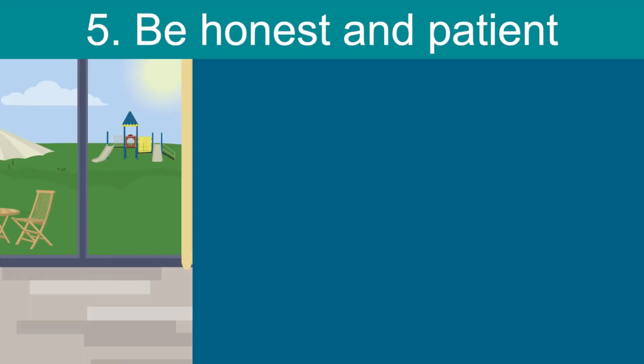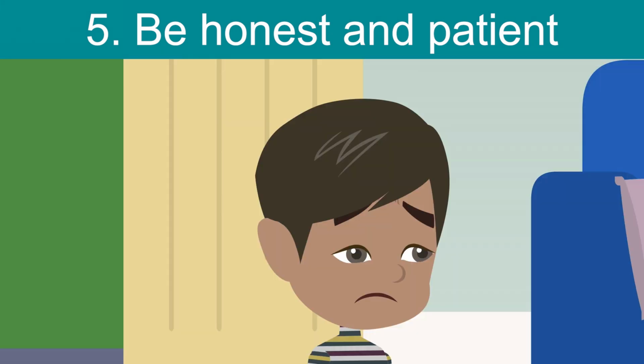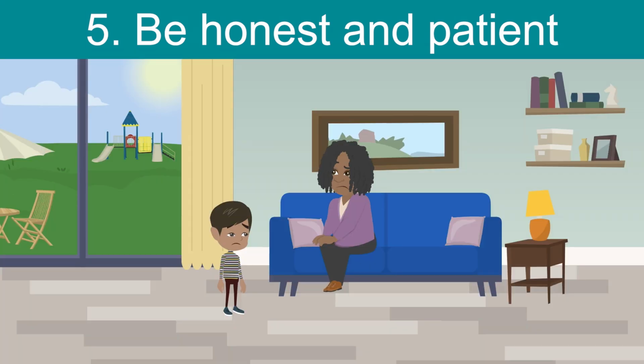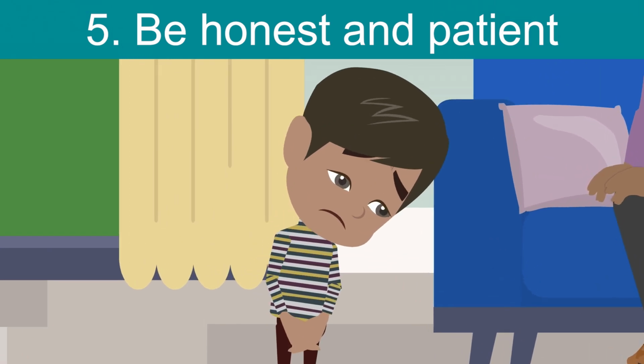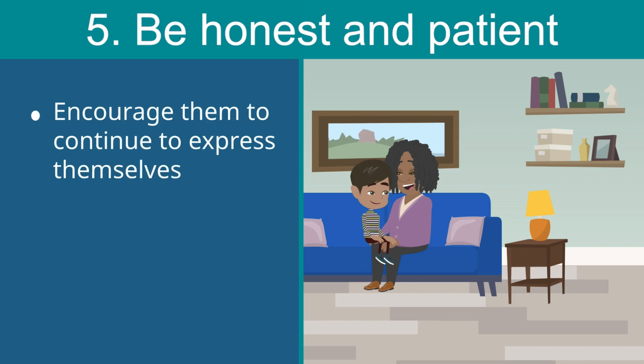The fifth tip is to be honest and patient. Anyone who has been in a situation where they aren't understood knows that it doesn't feel good. You might be tempted to pretend you understand what your child has said. This is not helpful. Your child's message will be lost, and it might lead to more confusion and frustration. Instead, encourage your child to express themselves and feel safe.